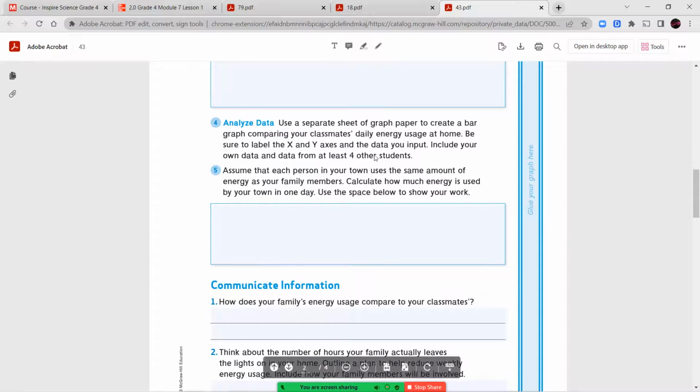I'm not going to have you create the graph. You don't need to do this. You can do it if you like. I'll give you extra credit points for that.